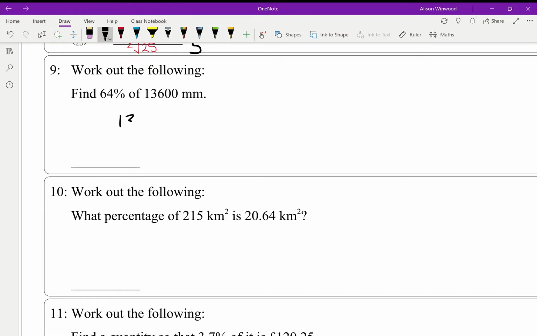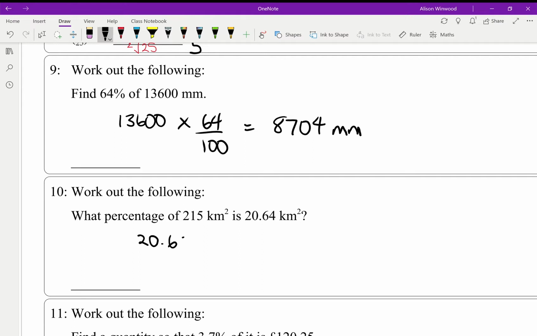Straightforward percentage. Percent is over 100. Just type it in the calculator. So I've got 20.64 out of 215, and I want that as a percentage. SD on my calculator converts it to 0.096. When I multiply by 100, I get 9.6. So it's 9.6%.